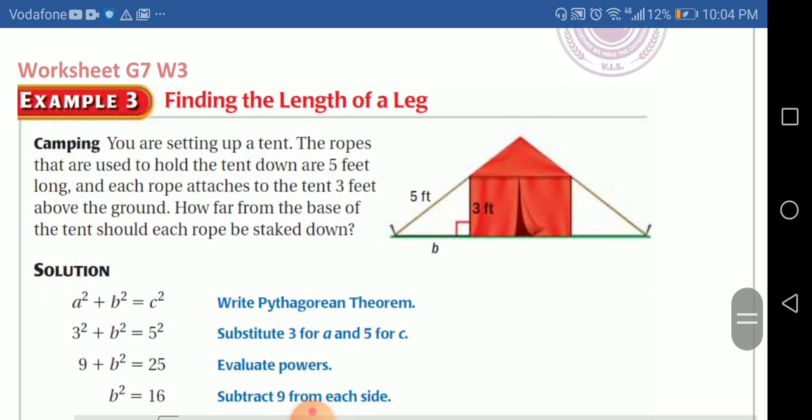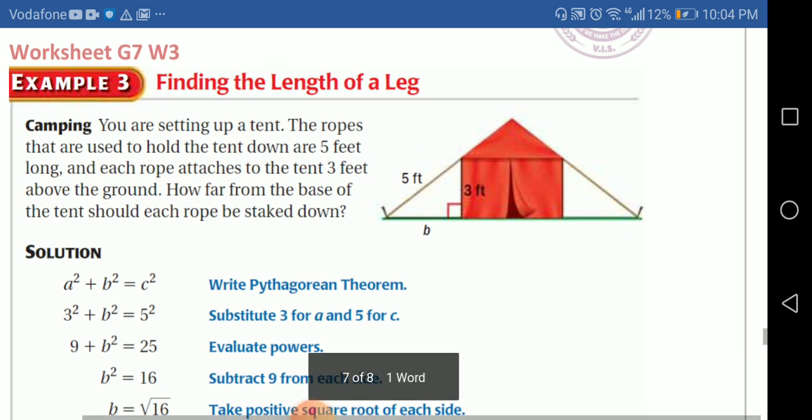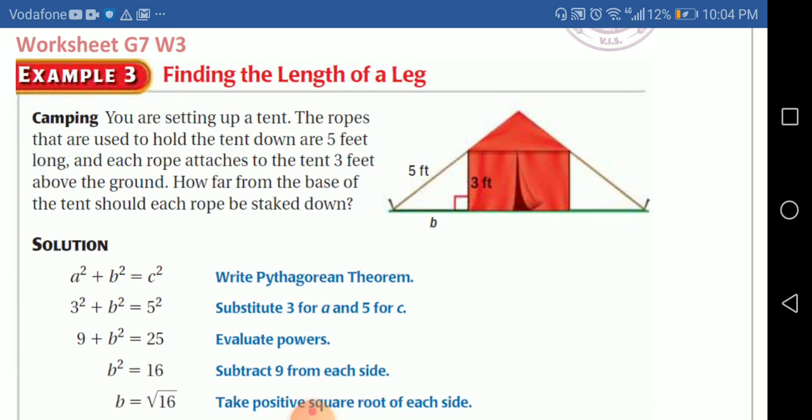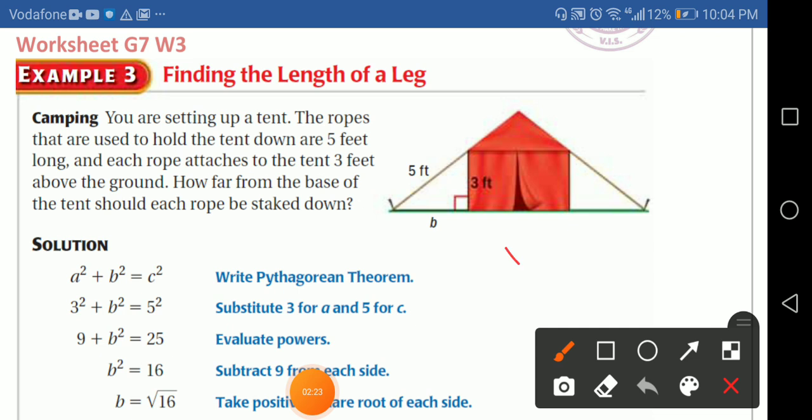What about finding the length of a leg? So I have this word problem: camping, you are setting up a tent. The ropes that are used to hold the tent down are 5 feet long, and each rope attaches to the tent 3 feet above the ground. So this is the 3 feet, and this is the hypotenuse. We have one leg, so what about the other leg? He asked me to find it.